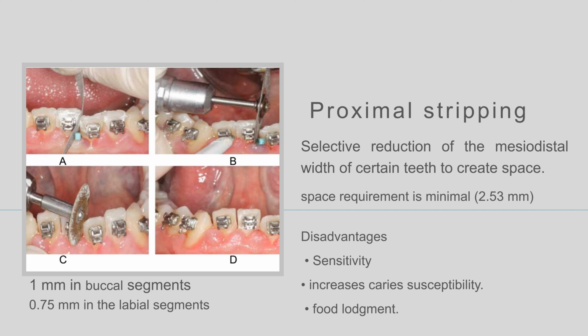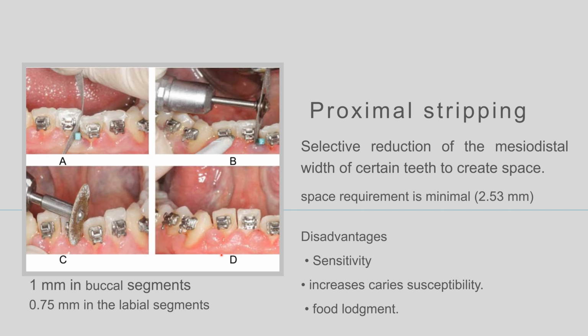The second method of creation of space for crowded teeth is the proximal stripping. The proximal stripping has many names: proximal stripping, interproximal enamel reduction, slenderization of the teeth, disking of the teeth, proximal slicing, all the same name for the proximal stripping. In the proximal stripping, we make a selective reduction in the mesiodistal width of certain teeth, and mostly the mandibular teeth are used in the proximal stripping.